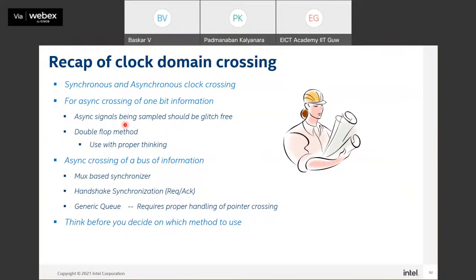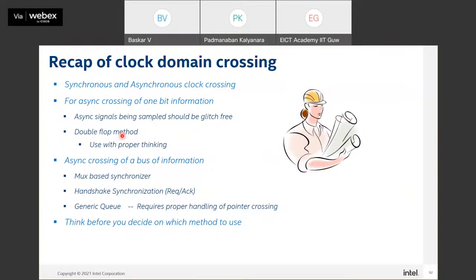Even though metastability cannot be avoided, it can be reduced by using proper structures in place. If it is a 1-bit control signal, yes, a 2-flop synchronizer, a double flop method, works. But don't take it for granted. Think, do an assessment, and then have a proper structure in place, because if things go wrong, it is very hard to debug these issues in silicon, in the chip.